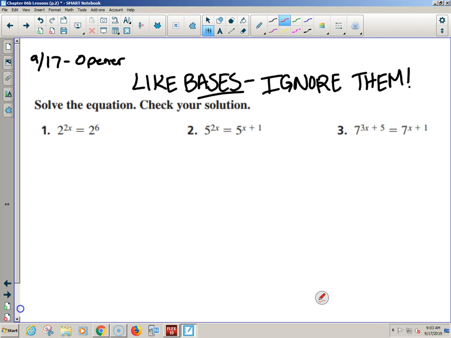Yesterday, we would ask ourselves, are these alike? And the answer is yes. So we would ignore and say, oh, okay. So all we have to look at is when does 2x equal 6?